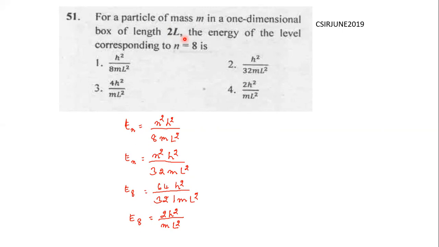Then from this energy expression, when you substitute n is equal to 8, we will get the energy corresponding to the n is equal to 8 state. You substitute 8, you get 64 here, then in the denominator we have 32, then it simplifies to E8 is equal to h square by m l square, which is your answer.